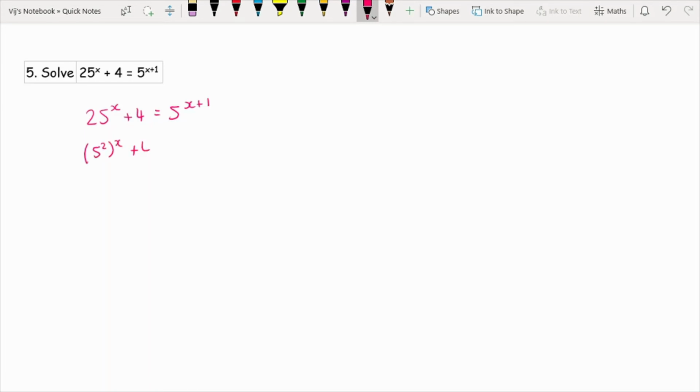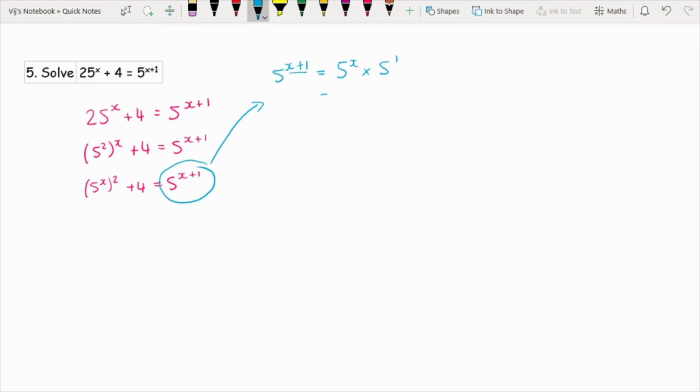And by doing so, this is slowly starting to look like a quadratic, very similar to the previous questions that we've done. So now I'm just going to swap the power on the left-hand side around. So I've got 5 to the 2x plus 4 equals 5 to the x plus 1. Now the next thing is to work with this. We've done this in a previous question, but 5 to the x plus 1 can be written as 5 to the x times 5 to the power of 1. And when you add the powers x and 1, it gives you x plus 1, which then becomes 5 to the x times 5.